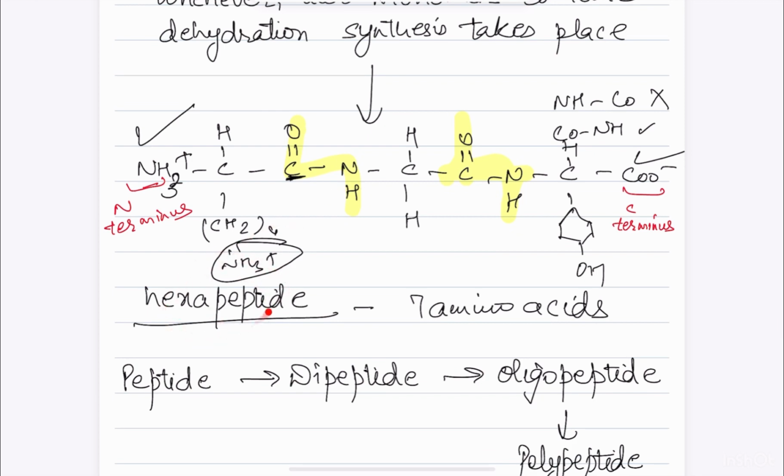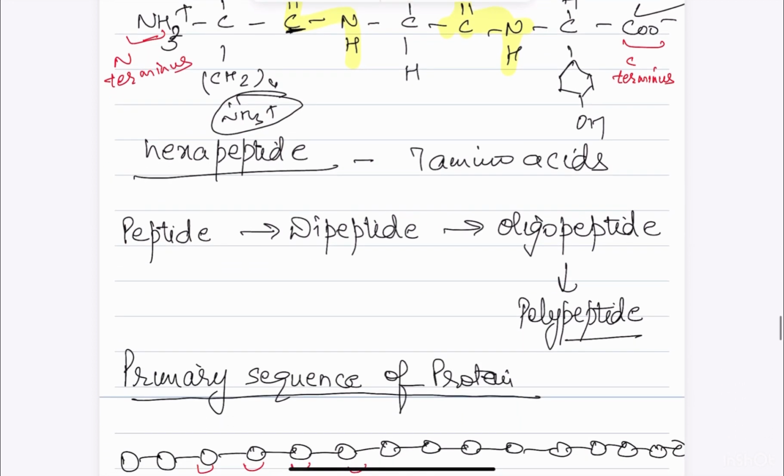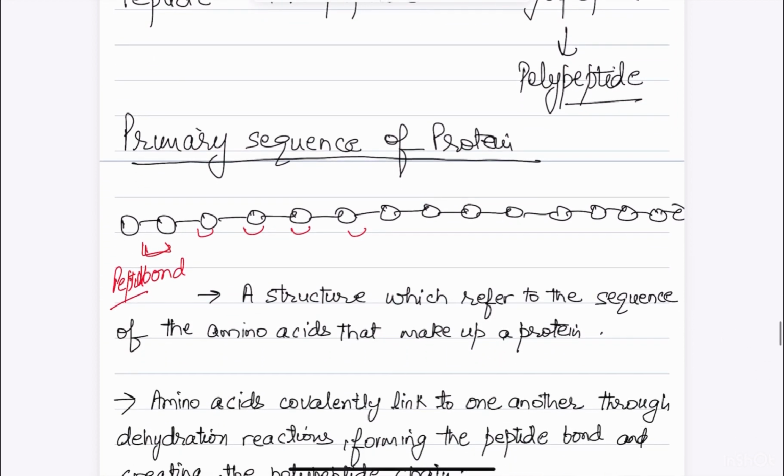Now subsequently we can form larger peptides also, like oligopeptides, hexapeptide, nonapeptide. So taking an example, a hexapeptide will have 7 amino acids. Now the order of polypeptides, starting from peptides to dipeptide to oligopeptide and finally to a polymer of peptide, is called a polypeptide. Oligopeptides contain 3 to 10 amino acids, whereas polypeptides deal with thousands of amino acids.